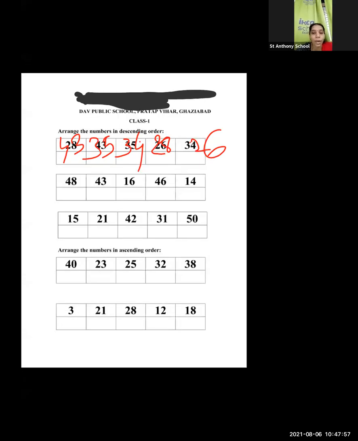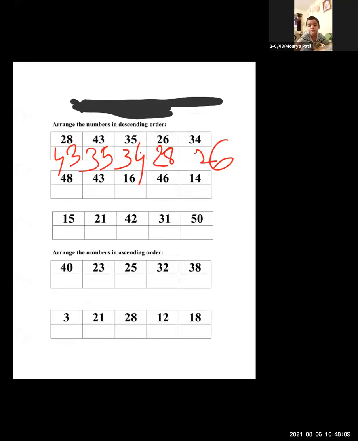Now I unmute one of the students, who will tell me the next sum. Okay, Moria, I unmute you. Moria, can you tell me the next number? Read this number. Which is this number, Moria? 14, 16, 43, 46, 48. First, you have to read this number. Number read करो, ये number क्या है?